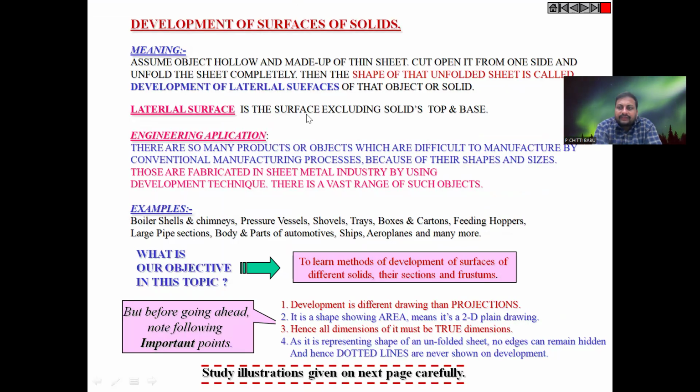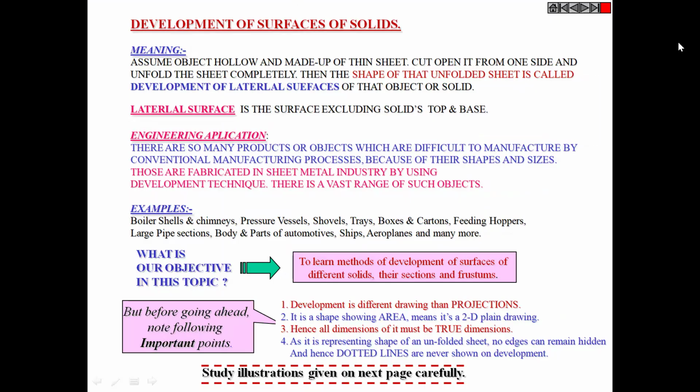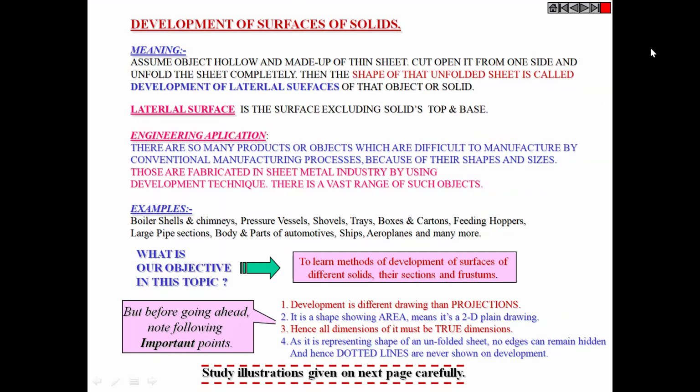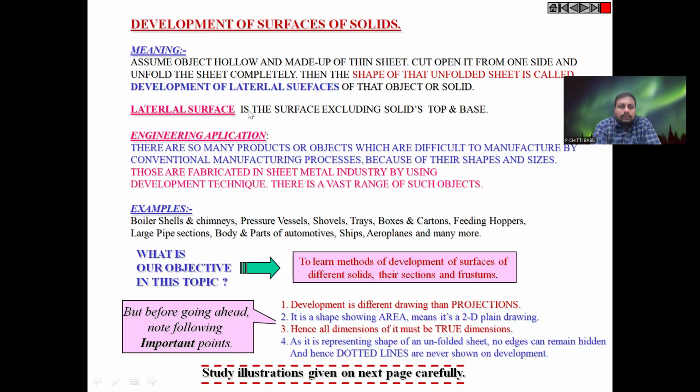So development of surfaces. Development of surfaces means unfolding or unrolling the objects. So assume that it is hollow and made up of a thin sheet. It will be cut and opened from one side and the sheet unfolded completely. Then the shape of that unfolded sheet is called the development of lateral surfaces.